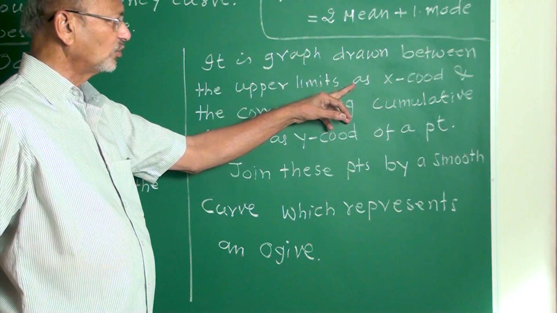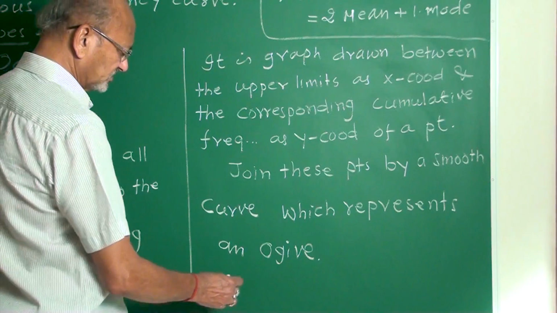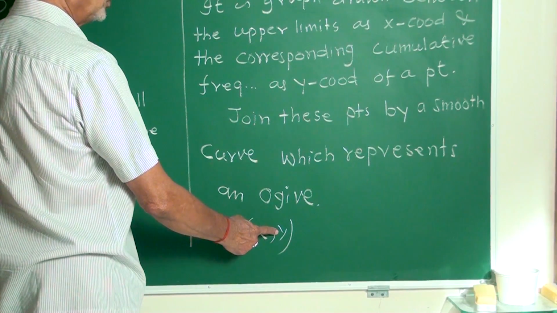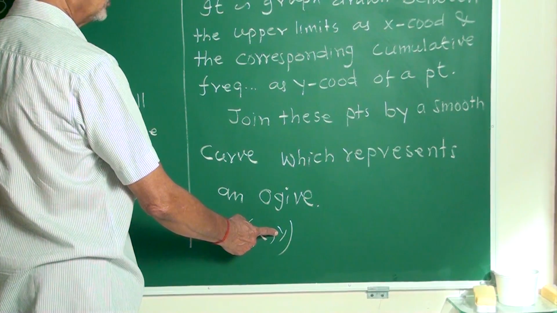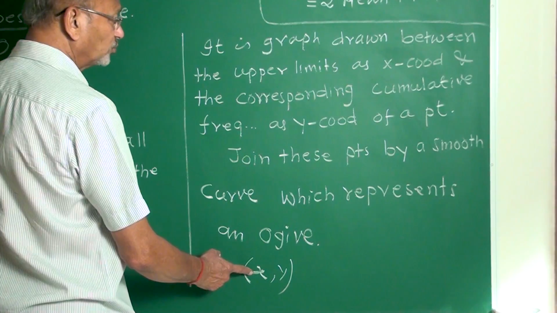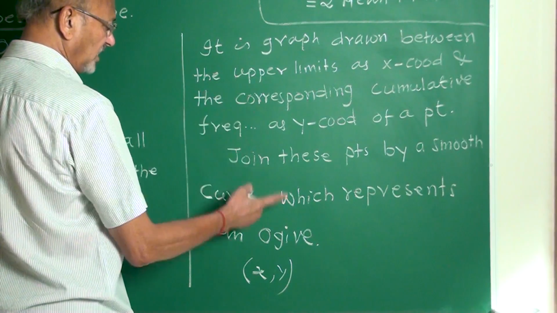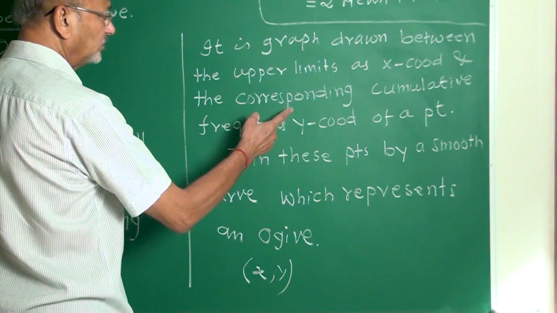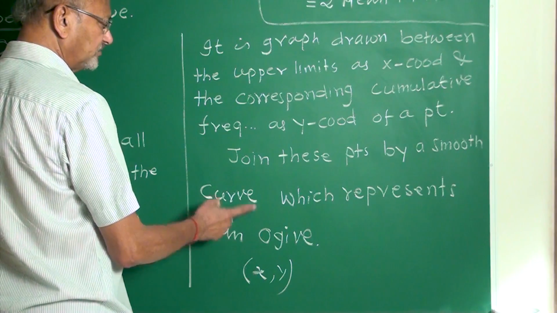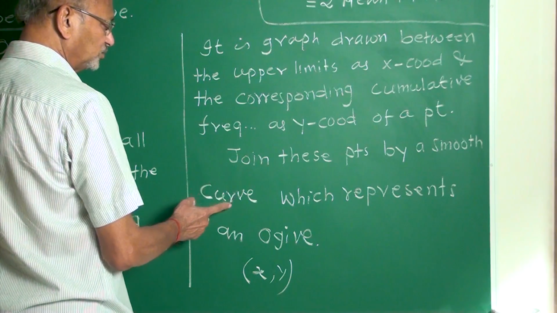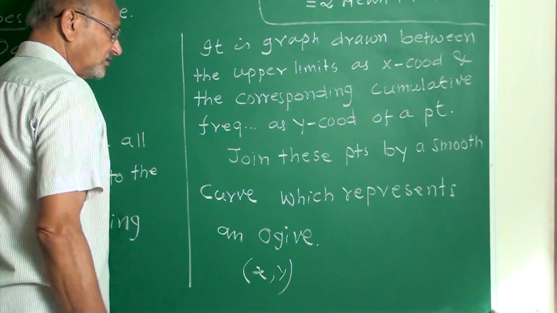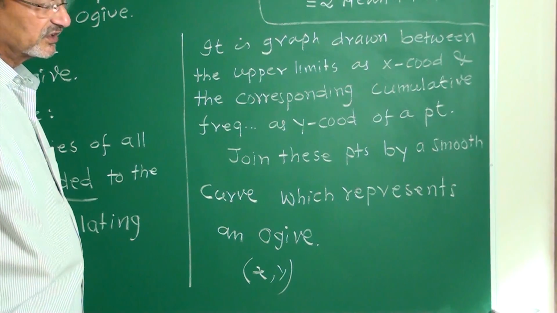This upper limit is the x coordinate, and this y is the corresponding cumulative frequency. Then we have to draw the graph with the help of these points, taking the x coordinate as upper limit and the y coordinate as the corresponding cumulative frequency. So we have to plot the points and join them by a smooth curve which represents an ogive of the frequency distribution.